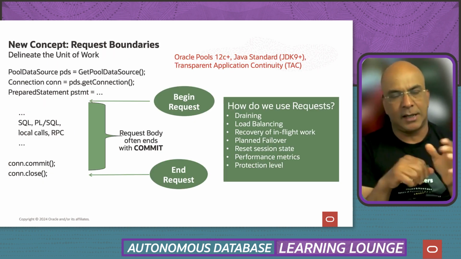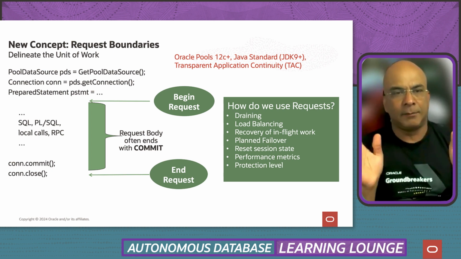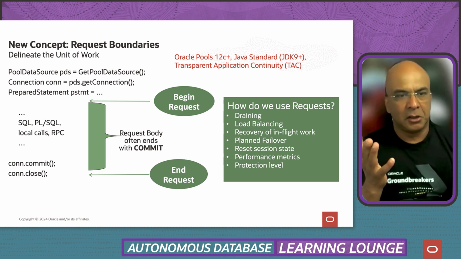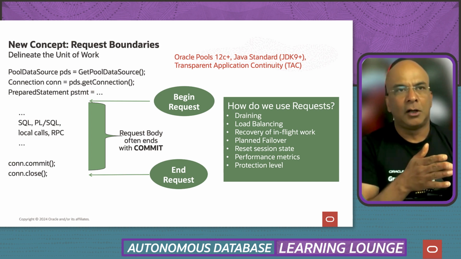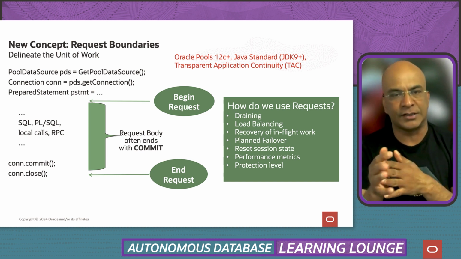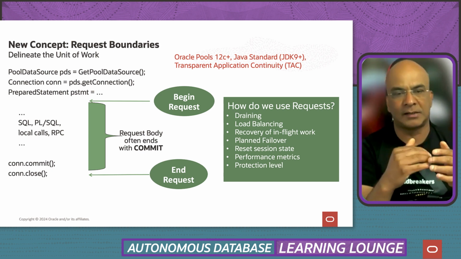People need to understand this concept of boundaries. So what is a boundary? It is basically a commit. When you have a connection, you do some work and there's a commit. That is a boundary for us. What is that boundary used for? Well, if, for example, you want to move some connections, that's a very good point to do it. You don't want to do it in the middle of a transaction.